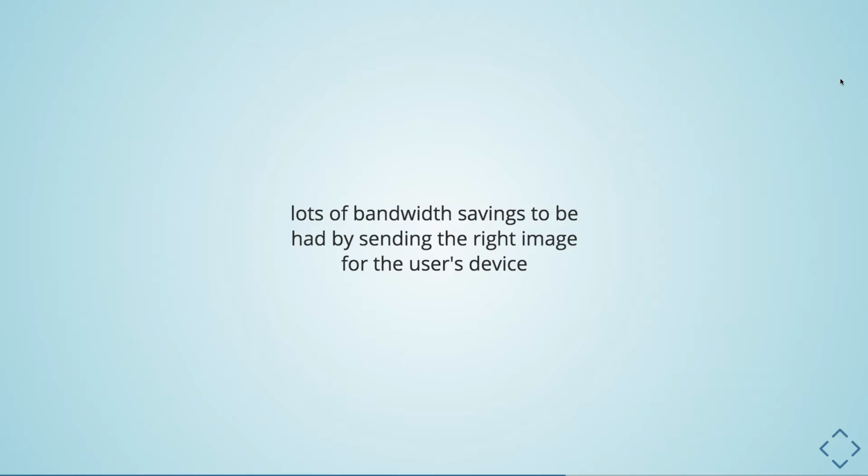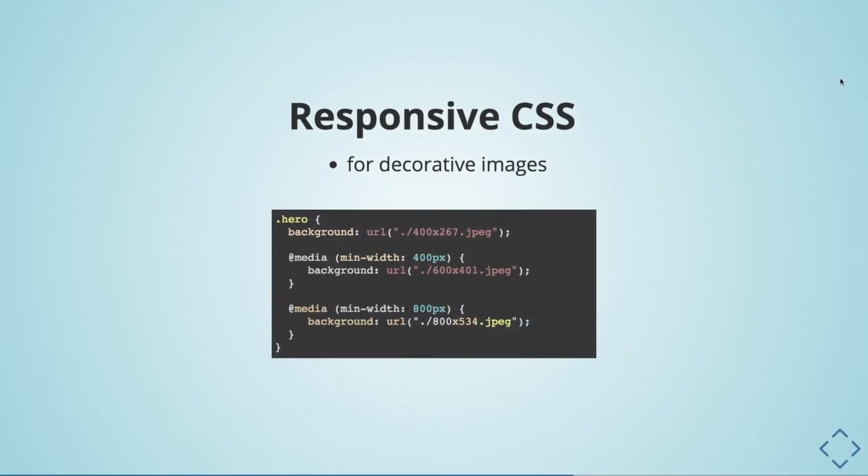There are three ways we'll talk about that you can do that. One is CSS. This is used more for background images, decorative images, things without semantic meaning. It's just a background URL with some media queries saying, start with this one; if the screen is bigger than 400 pixels, use this one instead; and if it's bigger than 800, use this one instead. Does that make sense? You can do that at whatever levels you think make sense.